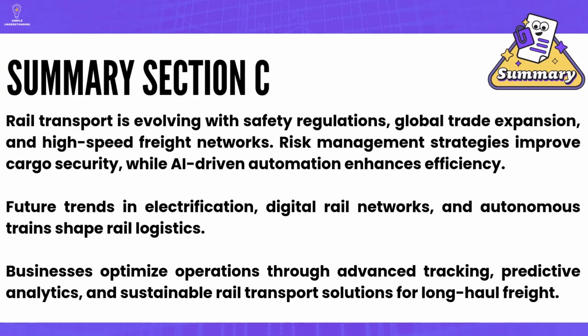Summary: rail transport is evolving with safety regulations, global trade expansion, and high-speed freight networks. Risk management strategies improve cargo security, while AI-driven automation enhances efficiency. Future trends in electrification, digital rail networks, and autonomous trains shape rail logistics. Businesses optimize operations through advanced tracking, predictive analytics, and sustainable rail transport solutions for long-haul freight.